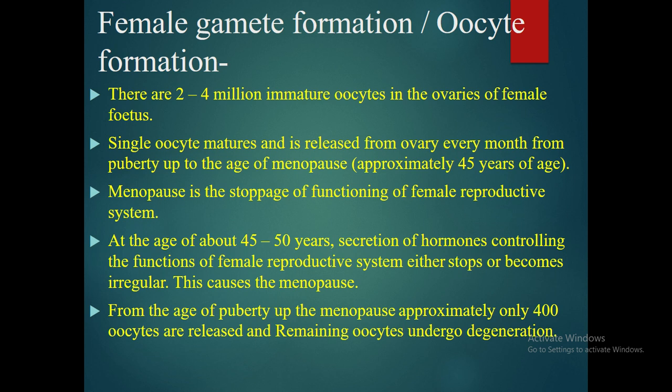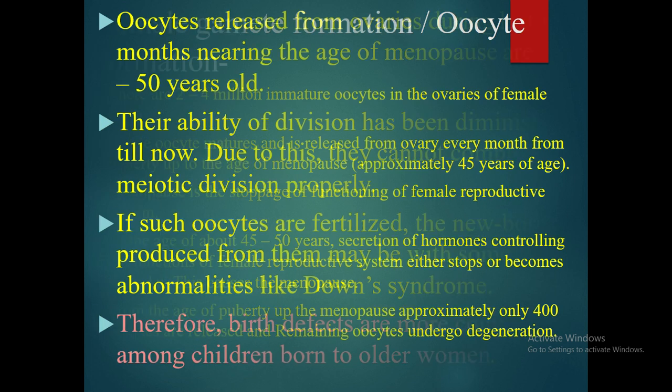At the age of 45 to 50, the secretion of hormones either stops or becomes irregular, and this causes menopause. From the age of puberty up to menopause, approximately 400 oocytes are released and the remaining oocytes undergo degeneration.